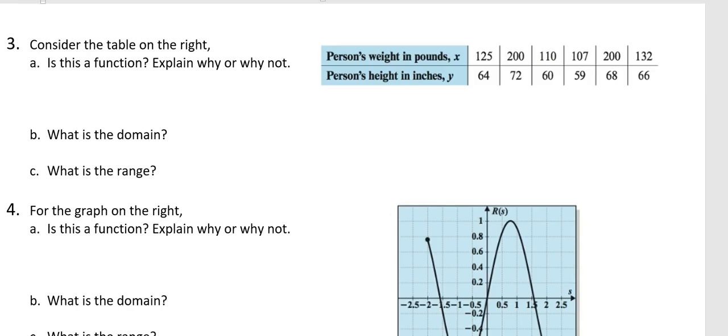Question C3 says, is this a function? So the first thing I always do is I look at the inputs. If there are any repeating inputs, that's like a warning, high probability that it is not a function. So let's look and see. Uh-oh. So I have 200 and 200. So my input of 200 has 2 different outputs. We know the definition of a function is that every input can only have exactly 1 output. So this is clearly not a function.